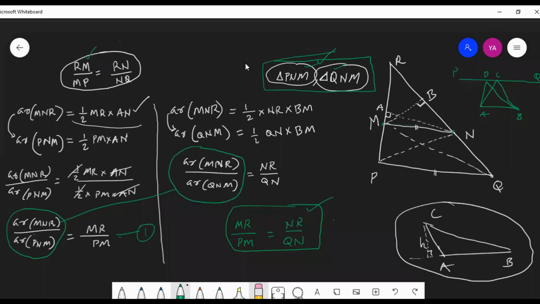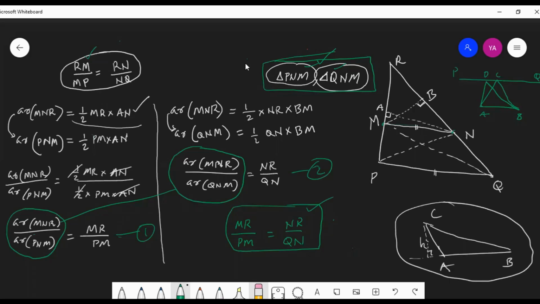On the right side, area of MRN is taken in a different way by taking RN as the base. Then the area will be half into RN or NR into BM. BM is the height from this base RN to the third vertex. Then area of QNM will be half into QN into the same height BM. If you divide these two, you will get area of MNR by area of QNM is equal to NR by QN, equation number 2.